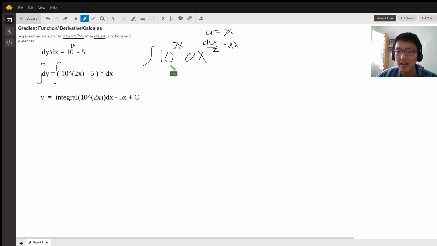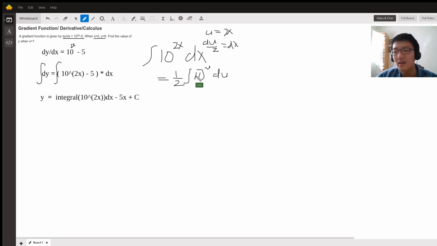We can simply substitute the dx into this, right? Since we have a 2 here, we're dividing by 2, so we could pull that out of the integral expression, and we could say 1/2 of the integral of 10 to the power of u du, because u equals 2x.